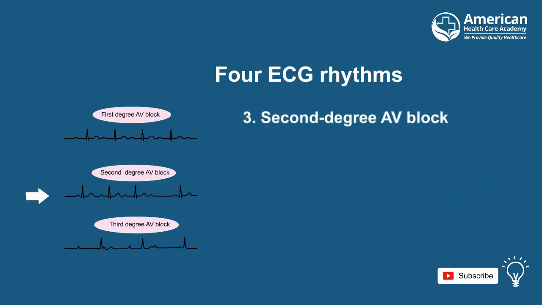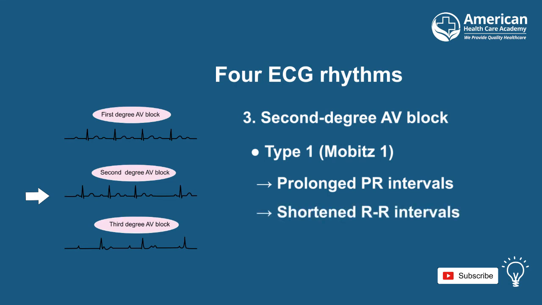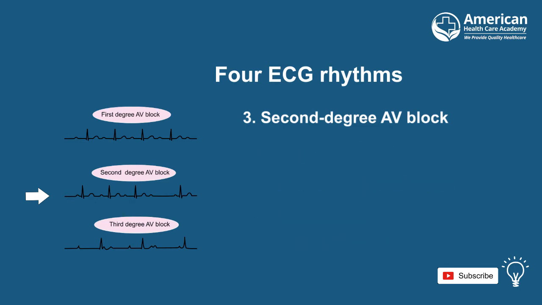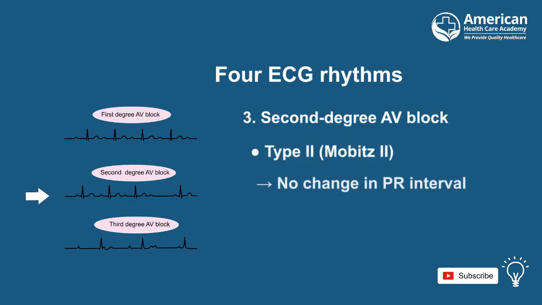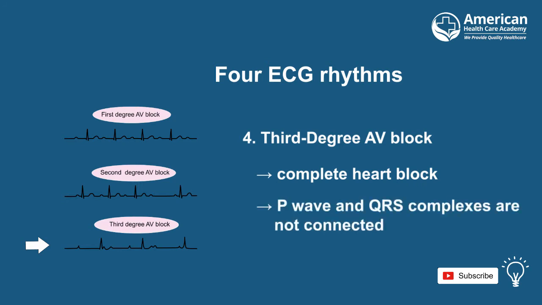The third type is second-degree AV block, which is divided into type 1 or Mobitz 1 and type 2 or Mobitz 2. The type 1 second-degree AV block is when the PR intervals are prolonged, the R intervals are shortened, and finally, 1 beat drops. On the other hand, the type 2 second-degree AV block is when there is no change in the PR interval, but a beat will drop. The fourth and final type of bradycardia ECG rhythm is third-degree AV block, which is a complete heart block where the P wave and the QRS complexes are not connected.